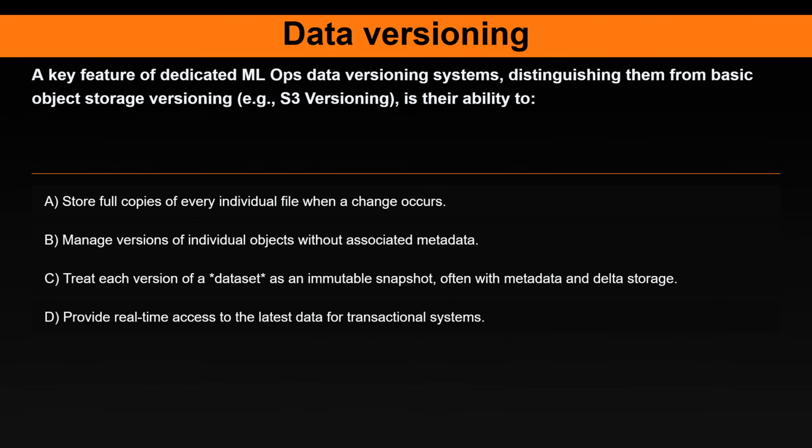Question 26. A key feature of dedicated MLOps data versioning systems, distinguishing them from basic object storage versioning, e.g. S3 versioning, is their ability to, Option A, store full copies of every individual file when a change occurs. Option B, manage versions of individual objects without associated metadata. Option C, treat each version of a dataset as an immutable snapshot, often with metadata and delta storage. Option D, provide real-time access to the latest data for transactional systems.